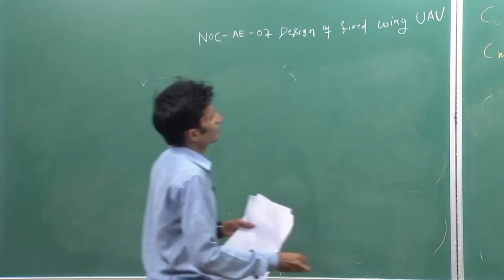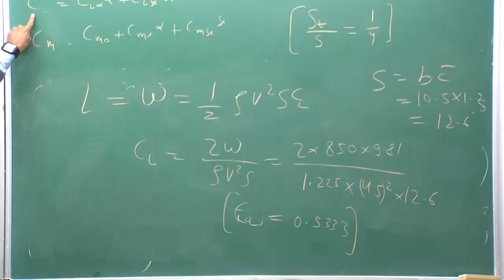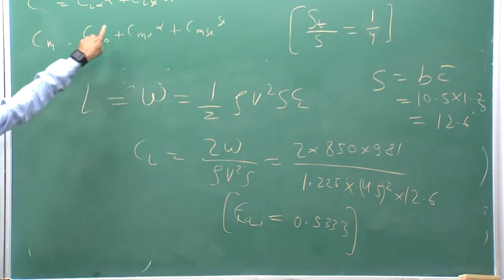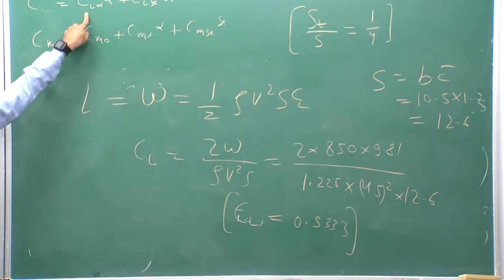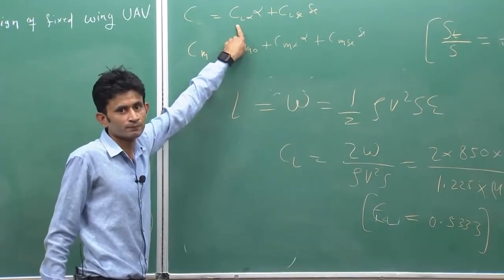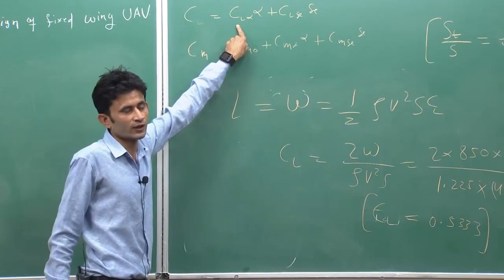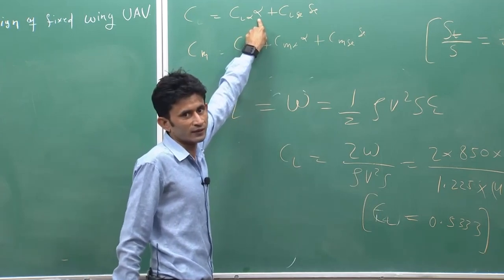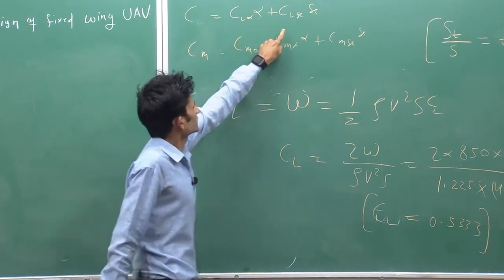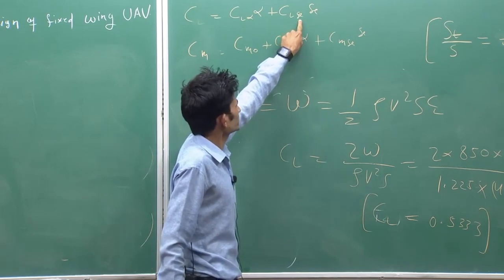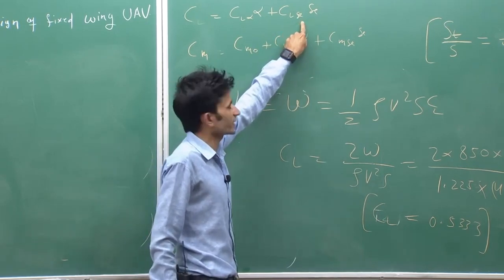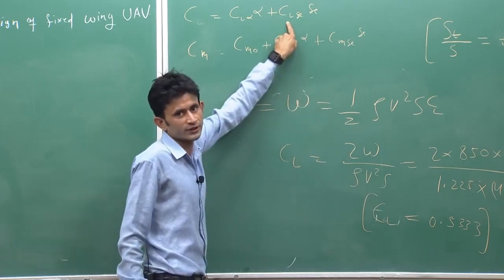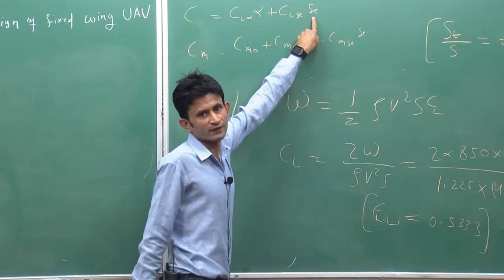So, you know that, if you observe this equation, CL equal to CL alpha into alpha plus CL delta into delta E, this CL alpha is nothing but the complete CL alpha of the air vehicle, which we have already found. This is the angle of attack. When you change the angle of attack or the elevator angle, how much CL will change, this stability derivative will tell, and this is the elevator deflection.